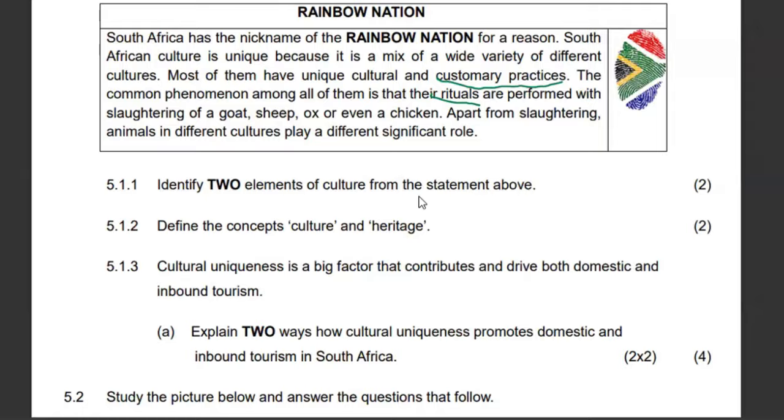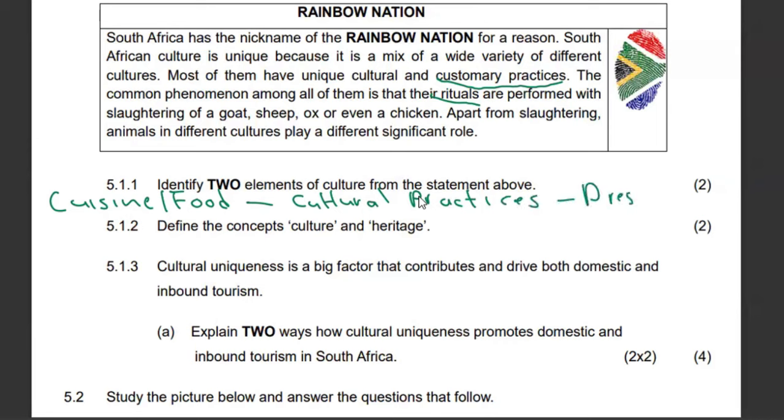Two elements of culture. So we have cuisine, also known as food. Then in addition to that, we have cultural practices. Then in addition to that, we have dress code as well. Then we also have music and dance. And finally, folklore. All these are elements of culture. So the question required two only. You can choose from there.